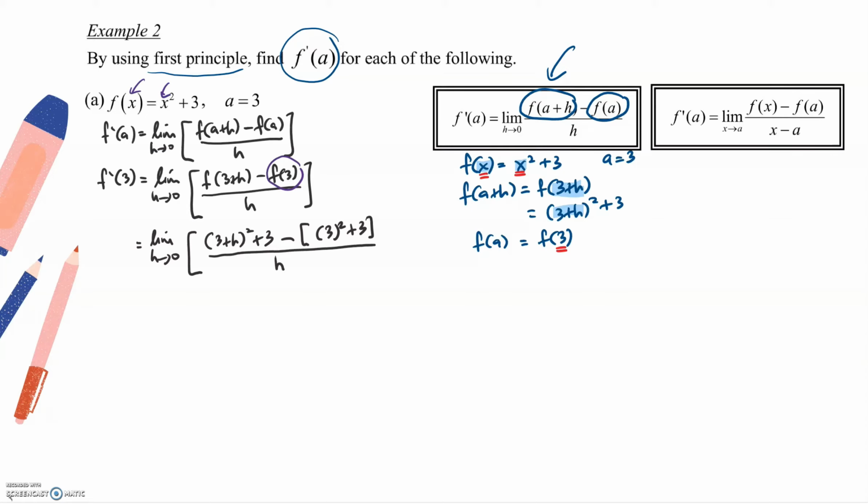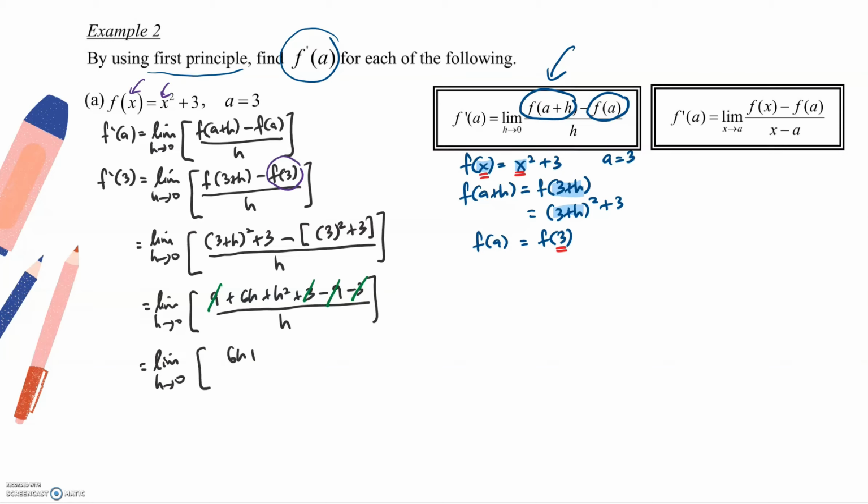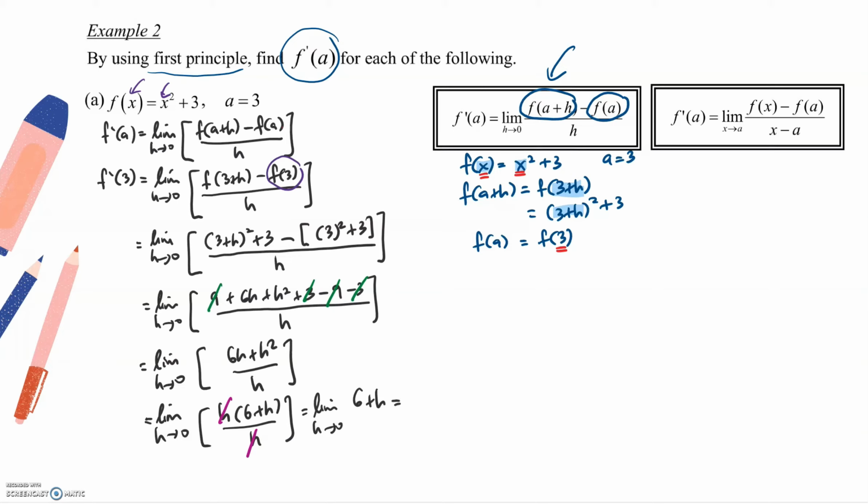Divided by h. Remember that our aim is to cancel h at the denominator, so we need to expand the numerator. So in order to cancel h at the denominator, we need to factorize h at the numerator. We can cancel h. So we substitute h equals 0. So 6 plus 0, this will be equal to 6.